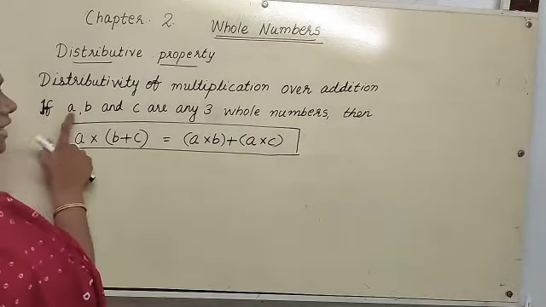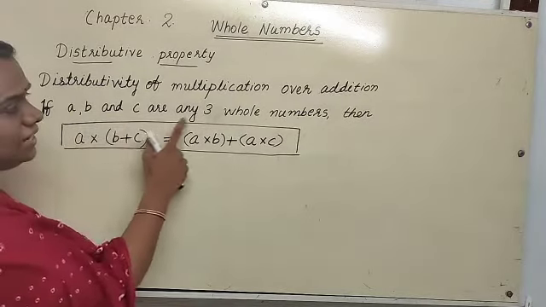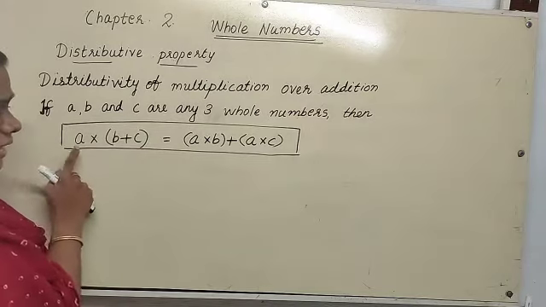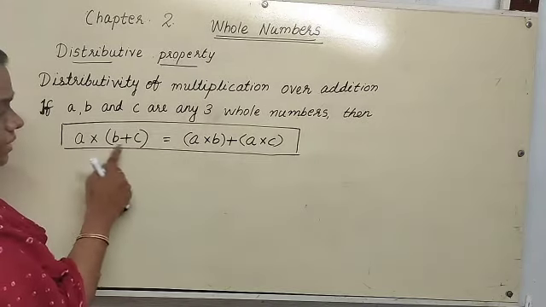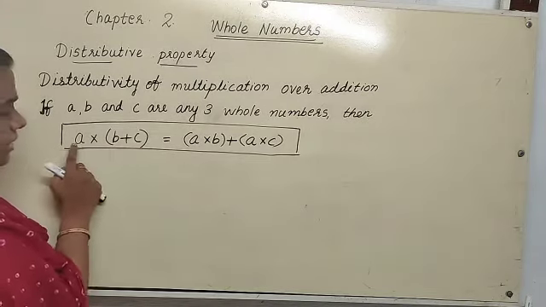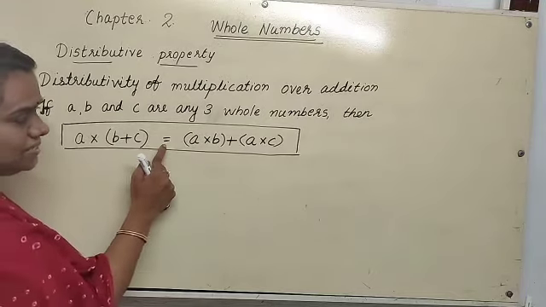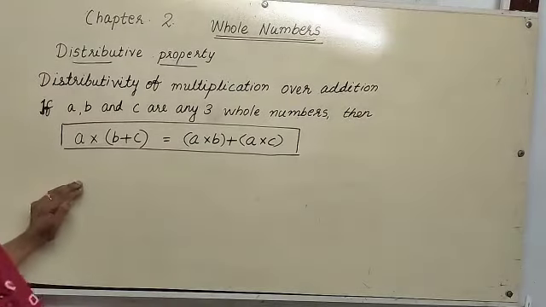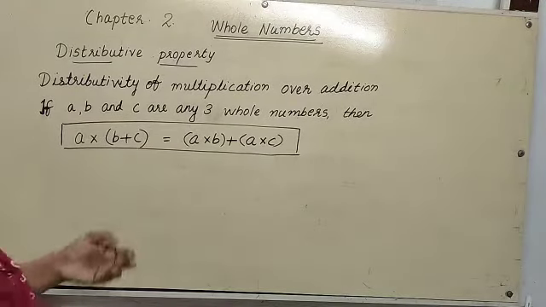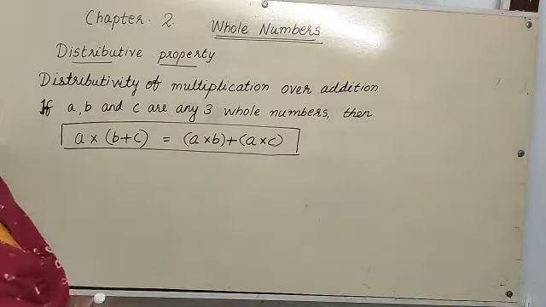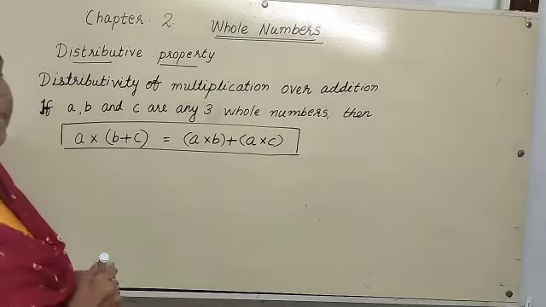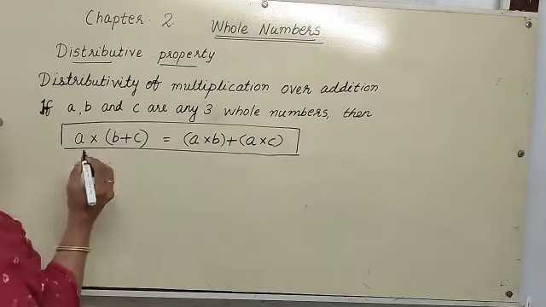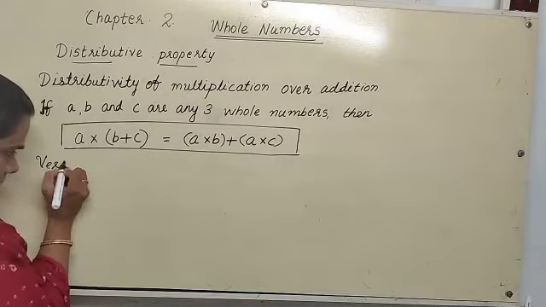If A, B and C are any three whole numbers, then, multiplication over addition, A into B plus C is equal to A into B plus A into C. Write this 3 times and study. A into B plus C is equal to A into B plus A into C. So we can verify this for some whole numbers.